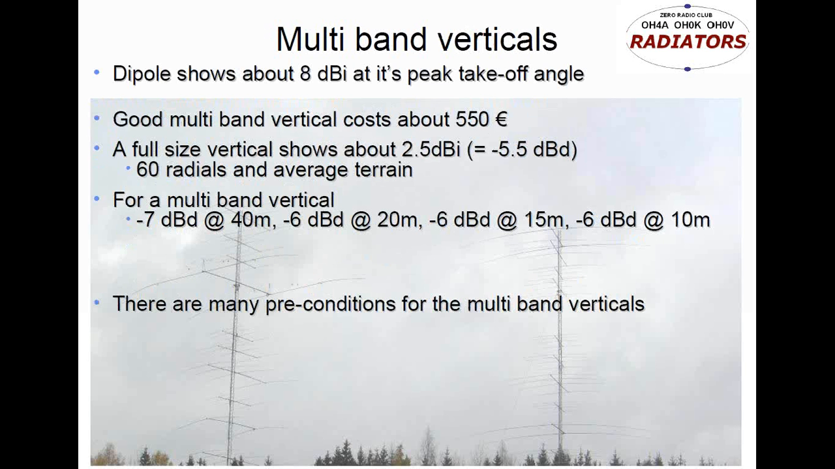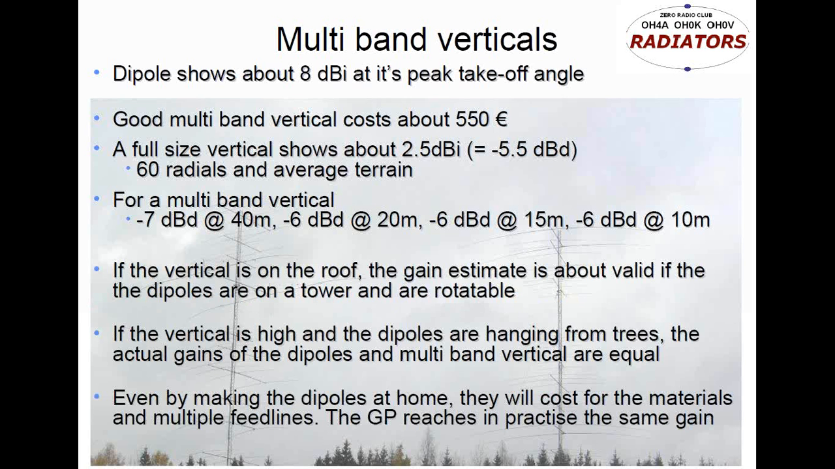Then if we are looking at multiband verticals, a good multiband vertical would cost about 500, 600 euros today. A multiband vertical shows bad gain figures on paper if we are comparing that to a dipole. But there are many ifs, many preconditions. If the vertical is on a roof, the gain estimate is valid only if the dipoles are on a tower in free space and are rotating.